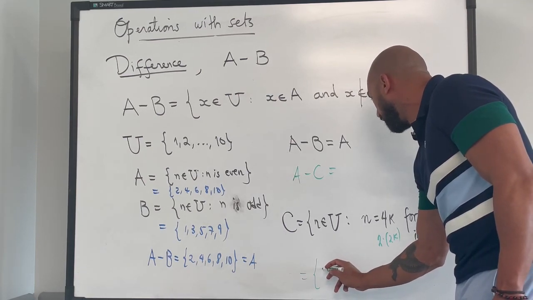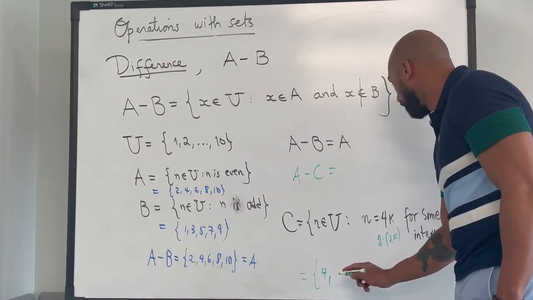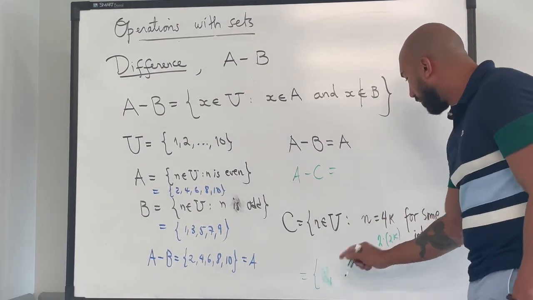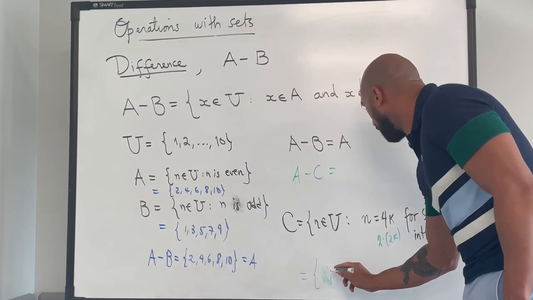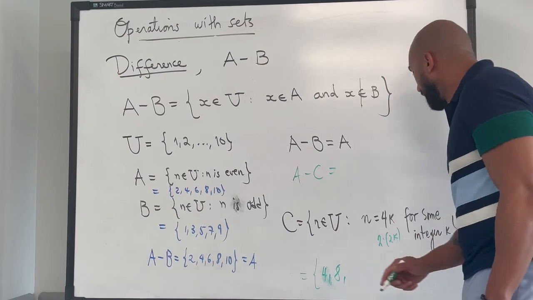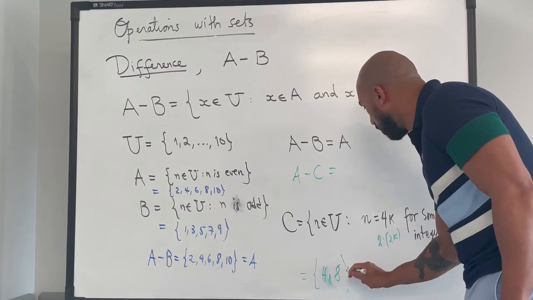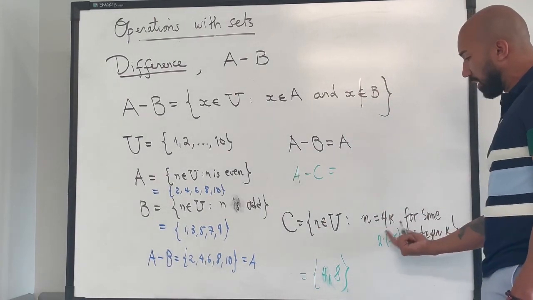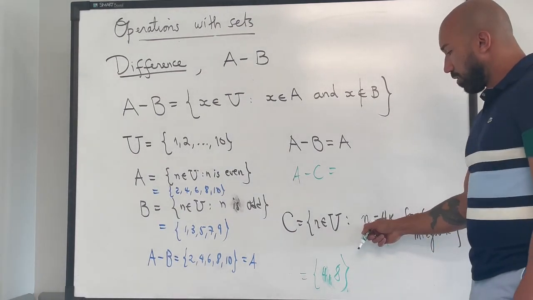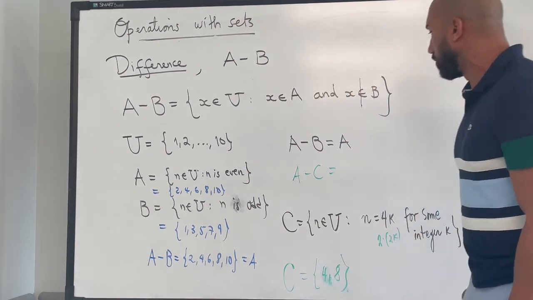If k is 0, we are going to get 0, that is not in the universe either. So k is 1, we are going to get 4. k is 2, we are going to get 8. k is 3, we are going to get 12, but 12 is not in the universe. And if we continue increasing the value of k, the formula is going to produce an element that is not in the universe, so it's not going to be in C. So this is an extensional representation for C.